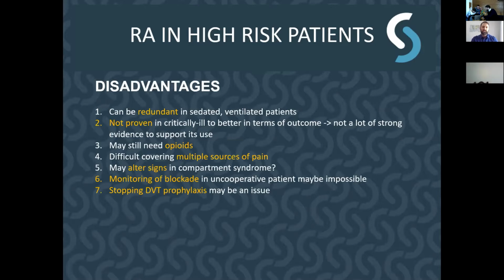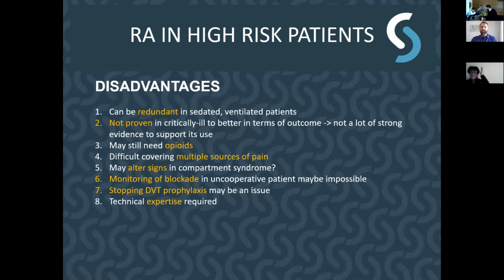Then stopping DVT prophylaxis. Now, this is only a problem in patients where you want to do central kinds of blocks. If you want to do epidurals, paravertebrals, spinals, things like that, that is a problem. But in all other blocks, unless it is a confined space where you're putting in the block or an uncompressible site, it usually is not a problem to do it on full anticoagulation.